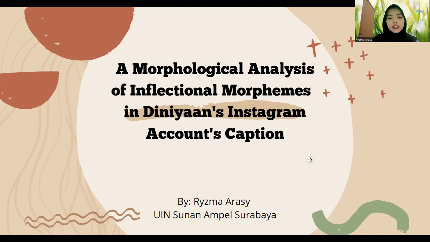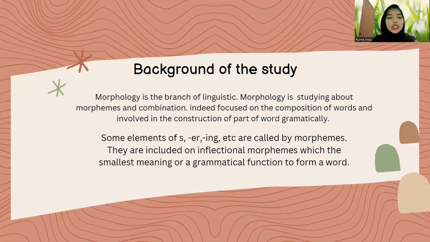And next is the background of the study. Morphology is the branch of linguistics. Morphology studies morphemes and their combination. Indeed, it focuses on the composition of words and is involved in the construction of parts of words grammatically. And some elements such as s, ing, and etc. are called morphemes. They are included in inflectional morphemes, which have the smallest meaning or a grammatical function to form a word.